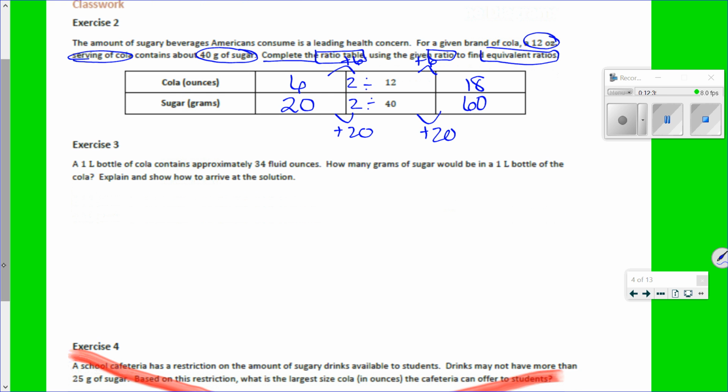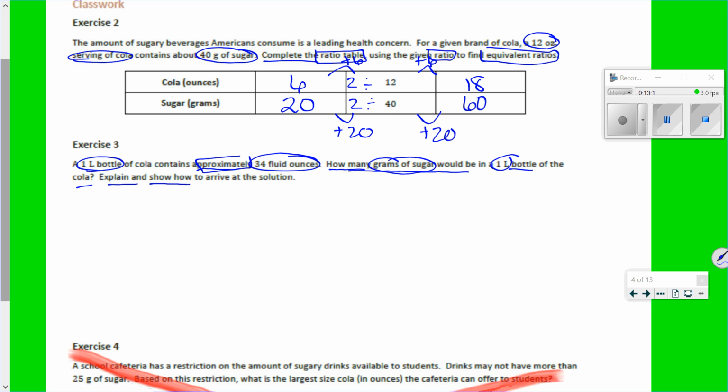Okay, let's look at exercise 3. Here we've got a 1 liter bottle of cola contains approximately 34 fluid ounces. How many grams of sugar would be in a 1 liter bottle of the cola? Explain and show how to arrive at the solution. So here's our question. How many grams would there be? So if we look at our table and we extend it, we're not actually going to get 34. So this is where the double number line comes in, because we're going to be able to get those pieces in between.